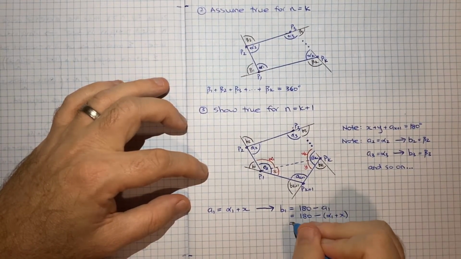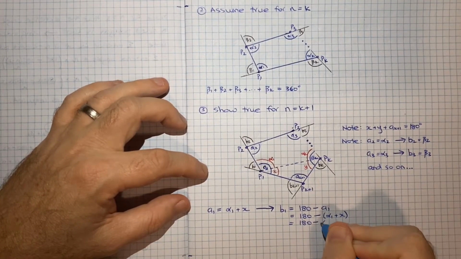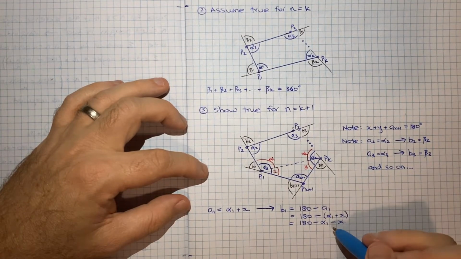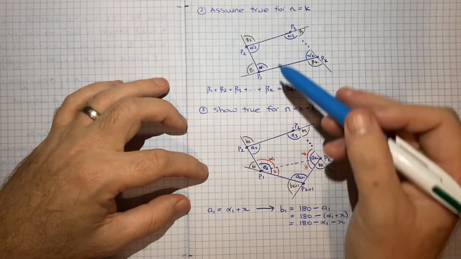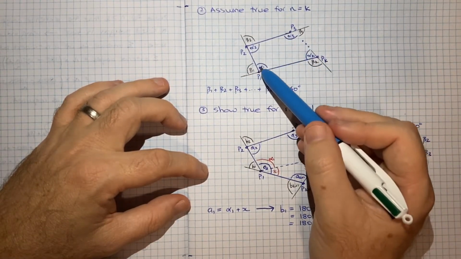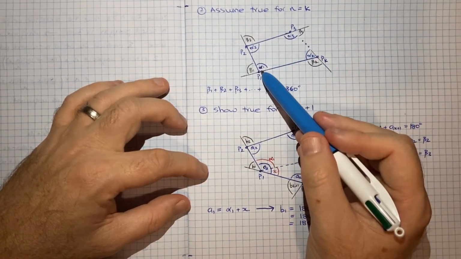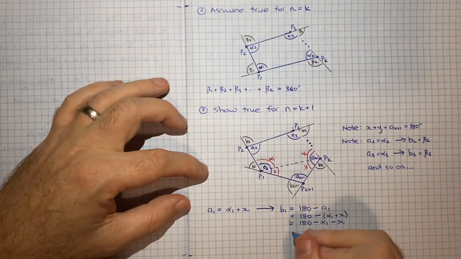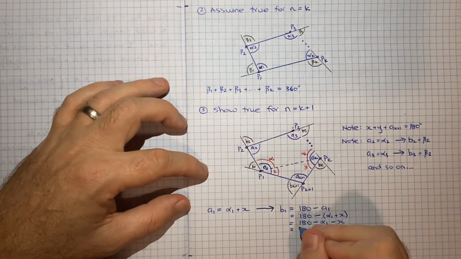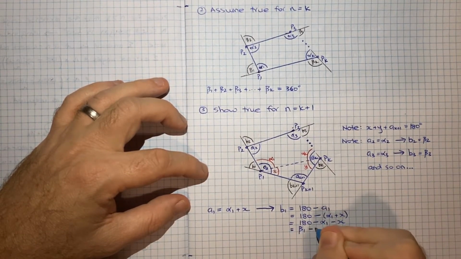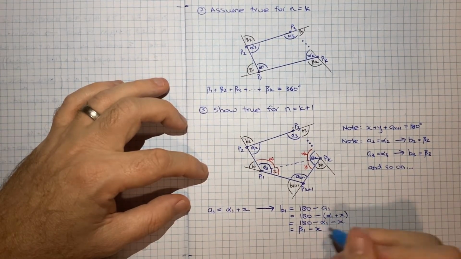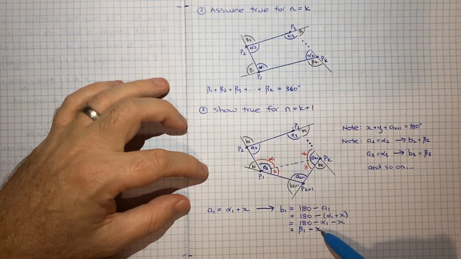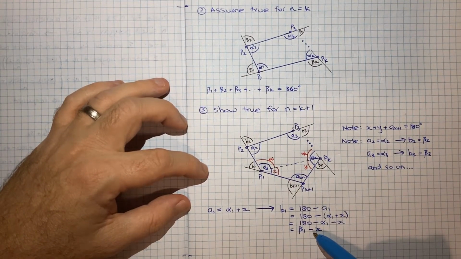So that's going to be equal to 180 minus alpha 1 minus x. And 180 minus alpha 1, if we think about our original k-sided polygon, well, 180 minus alpha 1 is beta 1. So we could then write that as B1 is beta 1 minus x. That's kind of how we're effectively adjusting our exterior angle here by x. That's what we've just shown through doing this.